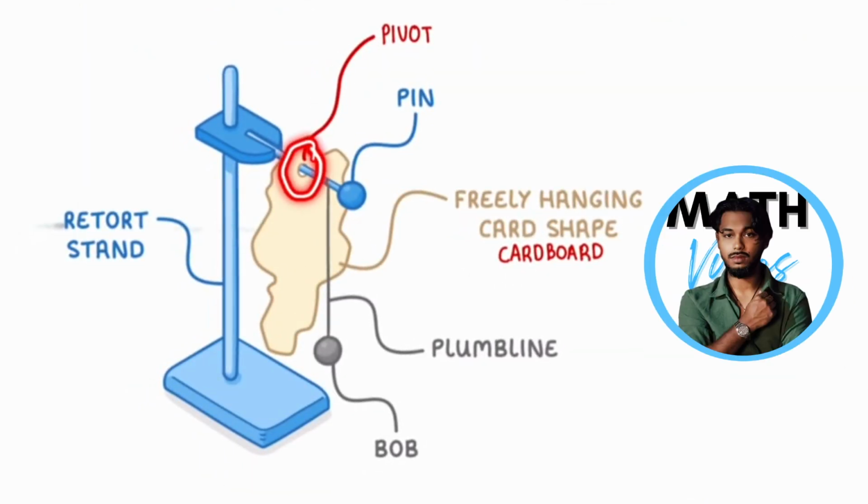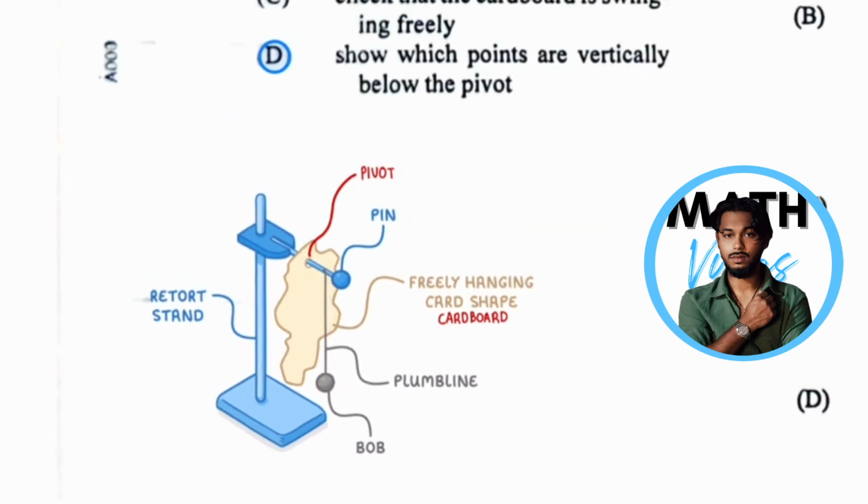So this is my pivot over here, and I'm taking a string with a mass and I'm attaching it to the pin. Now, anytime you attach a mass to something, it's going to experience a force that's going to pull it downwards. And so this plumb line is going to be pointing directly downwards. In other words, vertically downwards. So that's why it shows the points that are vertically below the pivot.